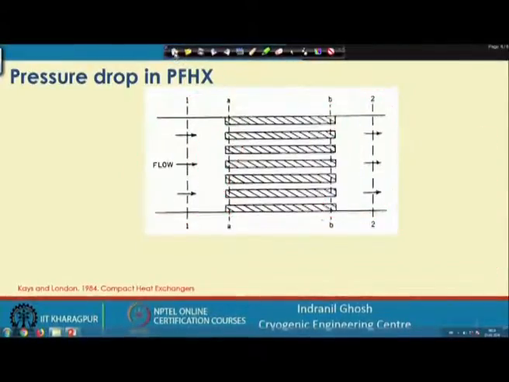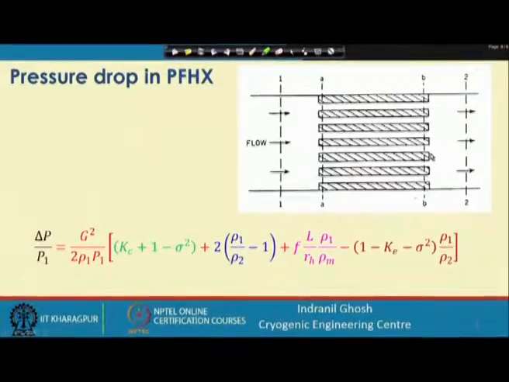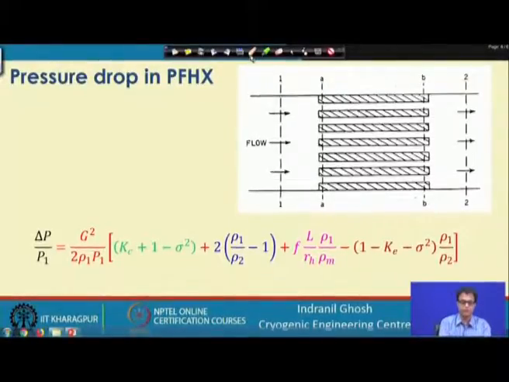So, altogether what we find is that we have a final expression given by this one. This you will find from any heat exchanger book, like Kays and London, or Shah and Sekulic and others. So, here we have this delta p ratio, delta p divided by p 1. Here this is the p 1, and on this side it is p 2. So, it consists of so many factors. Here we will try to find out one by one.